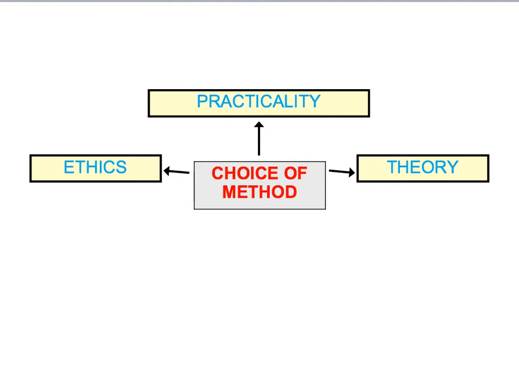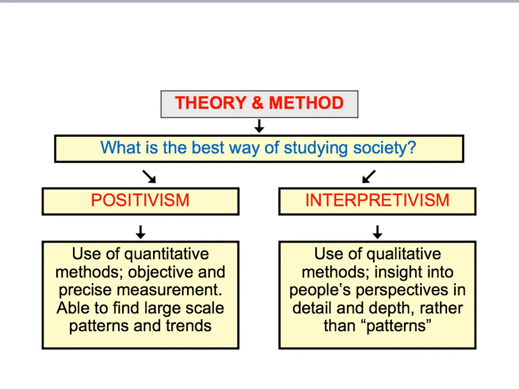Okay, and the third set of factors that influence the choice of method are theoretical debates about the best way of producing valid knowledge in a subject like sociology. Many of the earliest sociologists believed that the best way for sociology to produce valid knowledge was to adopt an approach to research that was modelled closely on the principles of the natural sciences. And this scientific approach to doing research is usually referred to as positivism.